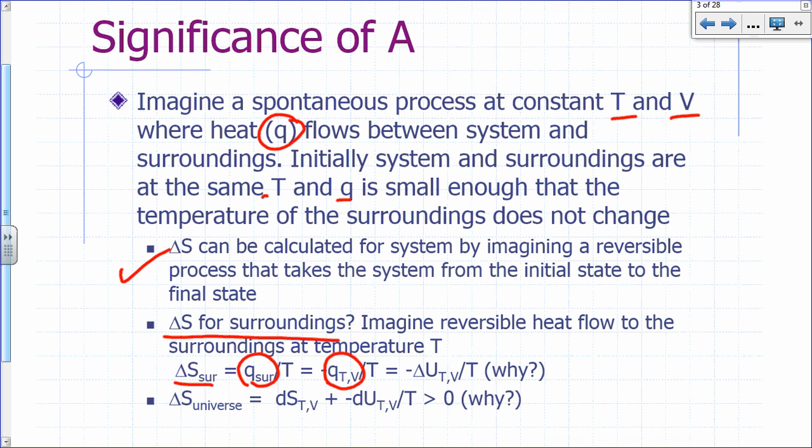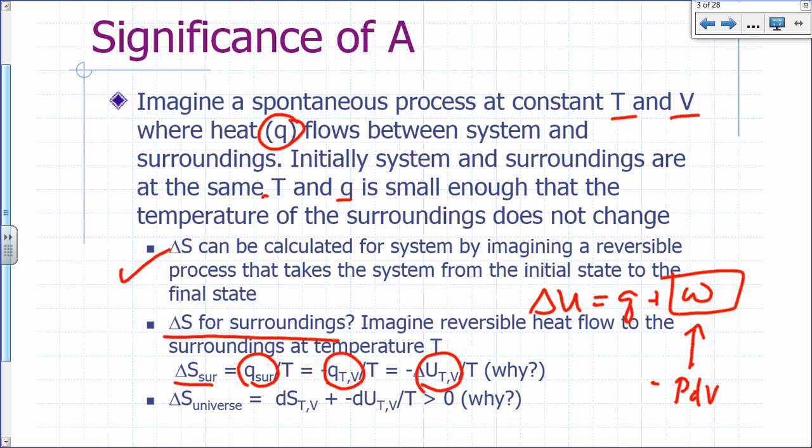Okay? But the amount of heat that went into your system is the same as delta U. Why? What do you say delta U was? It's Q plus W, right? But what's W for constant volume? Minus P dV, which is 0, right? So it's just delta U. Okay. So delta S surroundings is minus delta U over T.